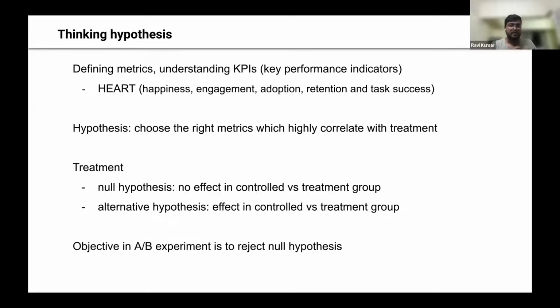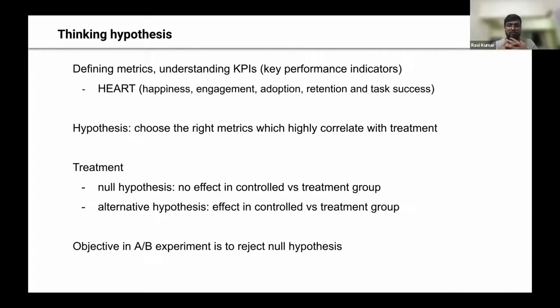While creating a hypothesis, while giving the treatment, we define two types of hypothesis. One is the null hypothesis and one is the alternative hypothesis. The null hypothesis means that there is no effect between control and treatment. Let's say in treatment, you have launched some feature. The hypothesis I'm creating is that this group of people and that group of people will behave exactly the same. In the alternative hypothesis, we say there will be some effect, which can be either positive or negative.